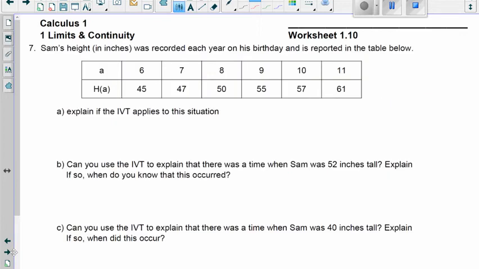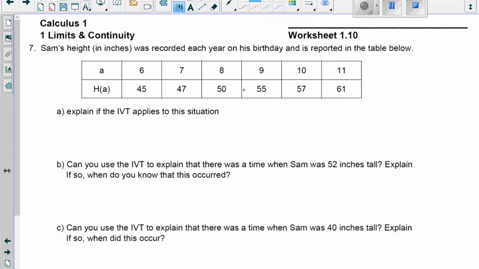Another word problem here. This one a little bit more relatable, I guess. Sam's height in inches was recorded each year on his birthday. So these are his heights. I guess he was a tall kid. So reported in the table. Explain if the IVT applies.